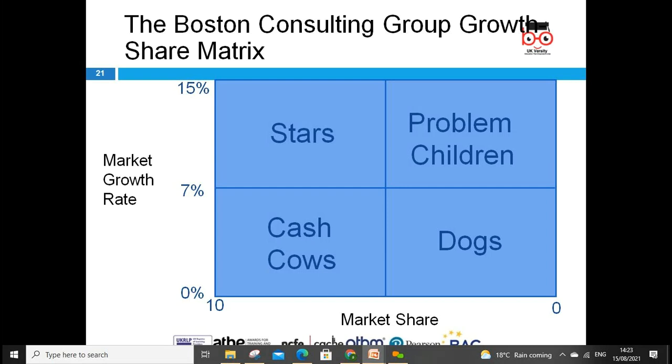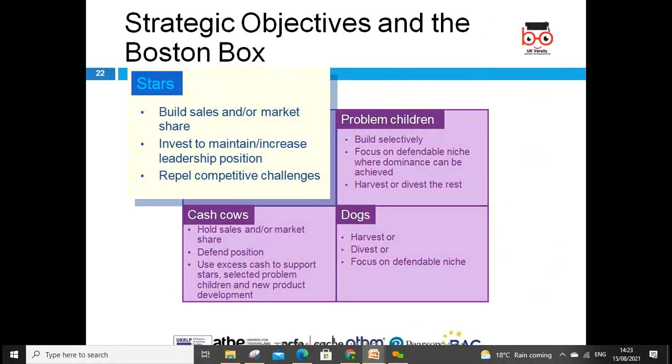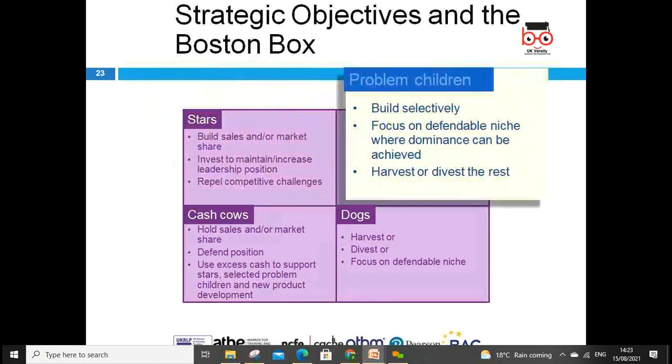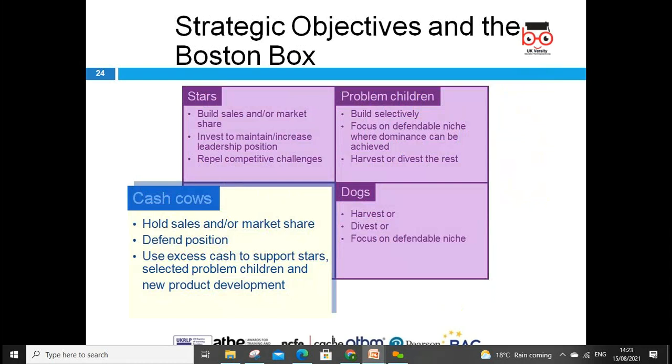Okay, Boston Consulting Group shares the matrix: stars, cash cows, problem children, and dogs. We look at the market growth rate, and then some products can be stars, some cash cows, some problem children. This is given by the BCG matrix. When we look at the star, build sales and market share, invest to increase leadership position, and meet competitive challenges. If it's a problem child, build selectively, focusing on a defendable niche market, a small market.